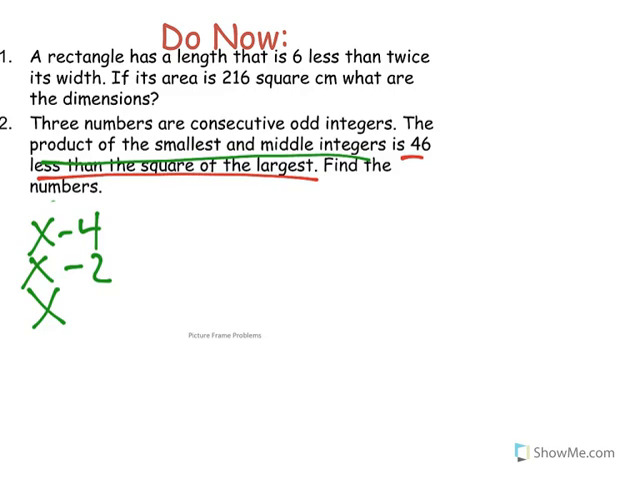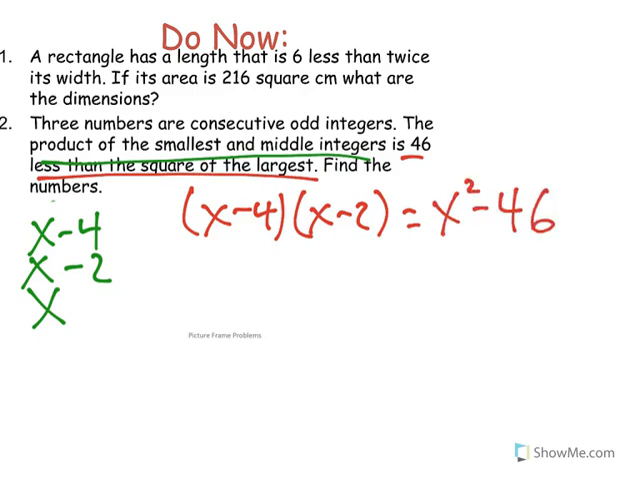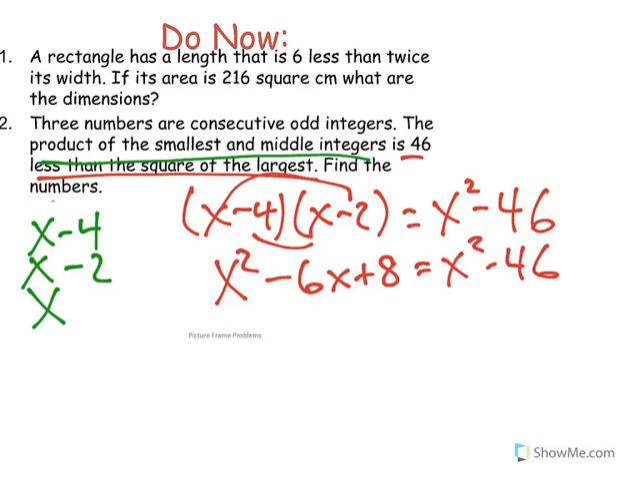So now it says the product of the smallest and the middle. Okay, I'm going to have to do the FOIL there, but it's not going to be terrible. It says it's 46 less than the square of the largest. Well, that's going to be easy, right? I just have to do x squared. I don't have to do anything. x squared minus 46. So when I do the FOIL here, I get x squared, negative 4x and negative 2x combine to give us negative 6x plus 8, is equal to x squared minus 46. So this actually is not going to be a quadratic, strangely enough, because I've got x squared on both sides. So if I subtract x squared on both sides, I get a linear equation.